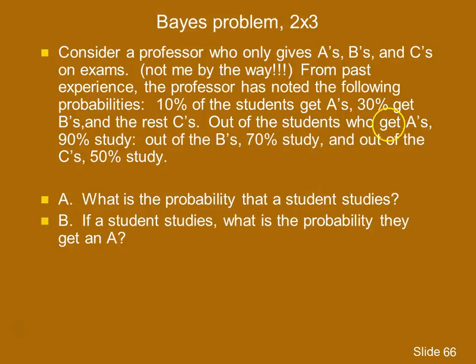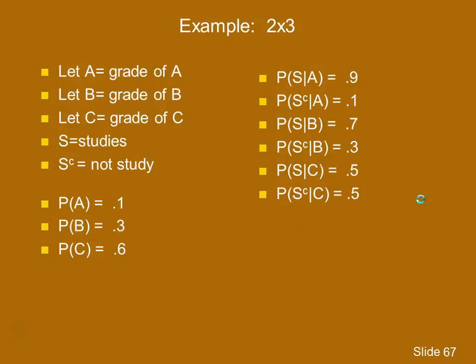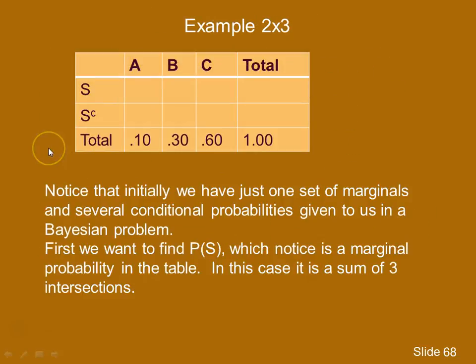Now notice what we want to find first. And like I said, I changed this problem around from what we did before. What's the probability a student studies? If you look at your table, you should be able to see the kind of probability we want. The probability of studying, S, is going to be out here. It's a marginal probability on the border of the table.